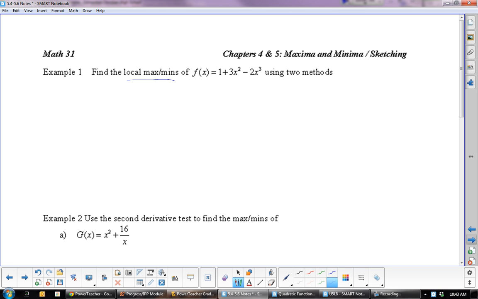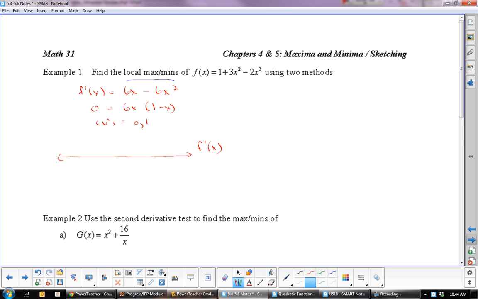Now it said find the local max mins. Now whenever you hear max mins, you should be thinking first derivative, right? So f prime of x equals, what's the derivative of this? 6x minus 6x squared. Okay, let's factor it. We'll make it equal 0, and we can take out a 6x, leaving you with 1 minus x. So your critical values are 0, 1.